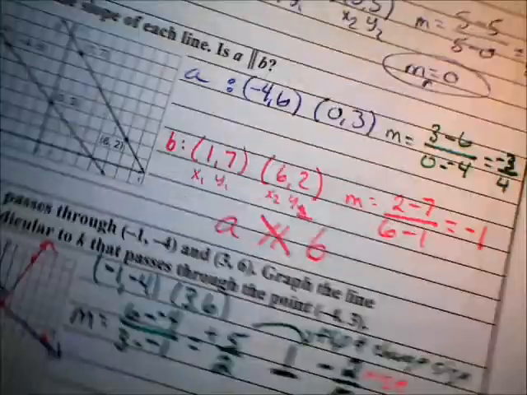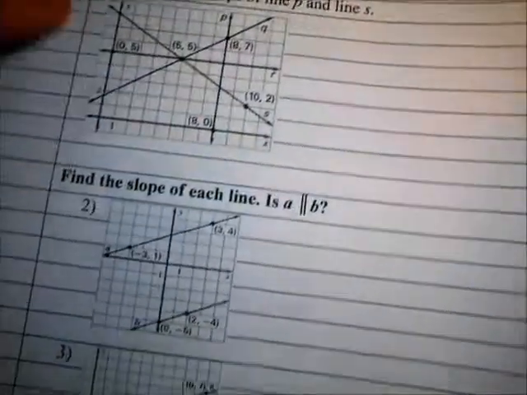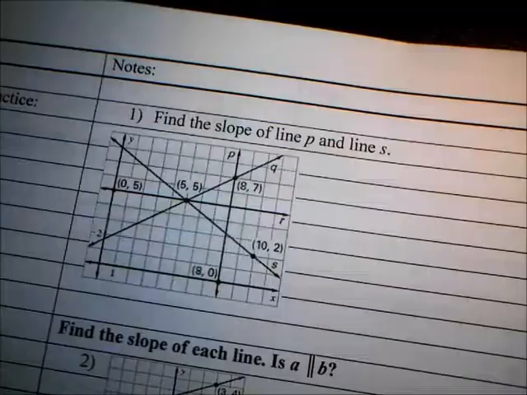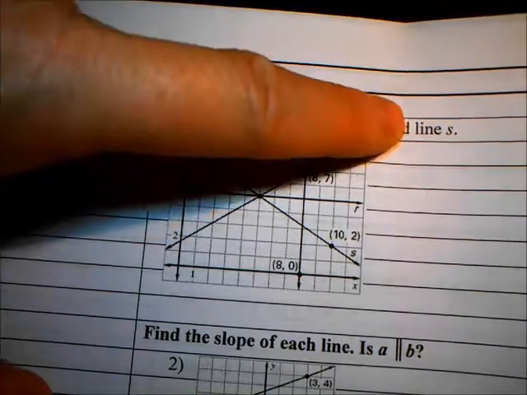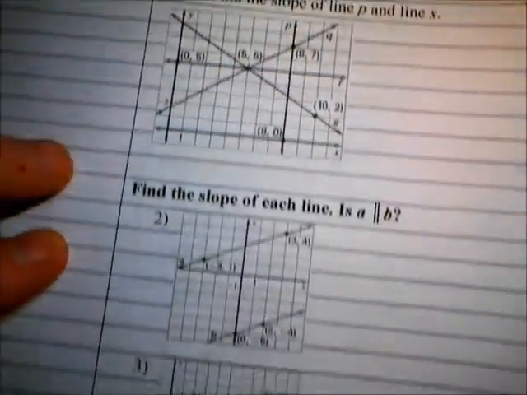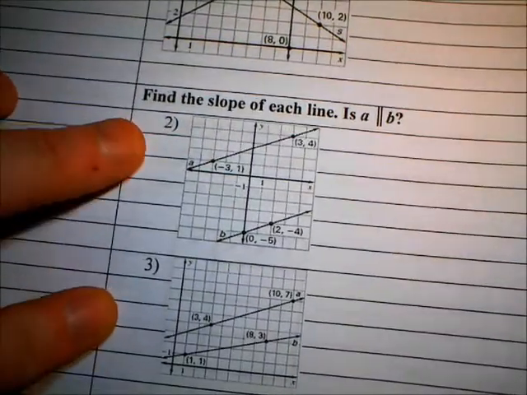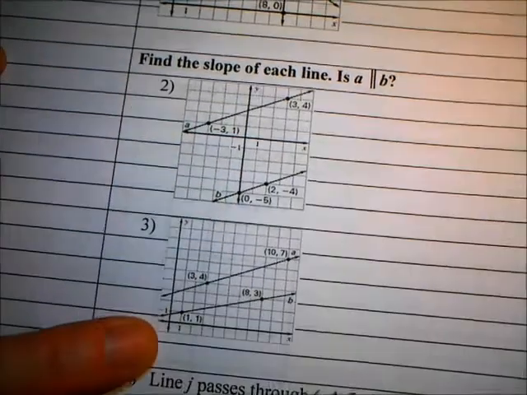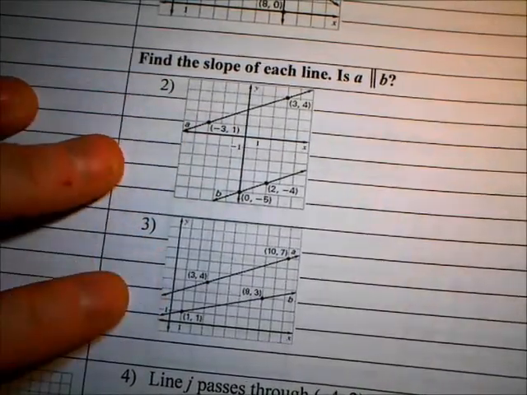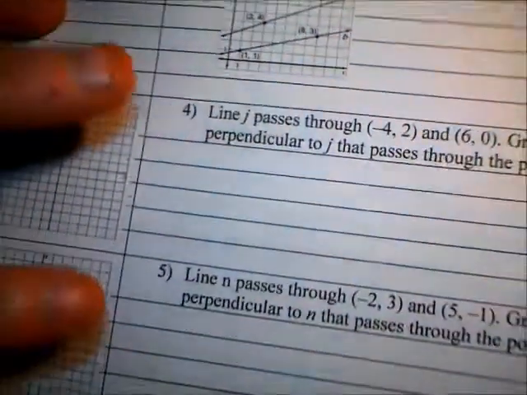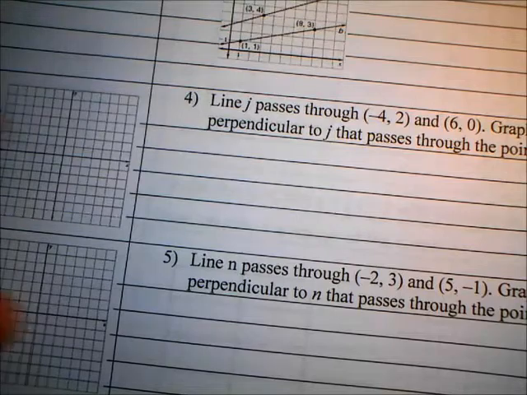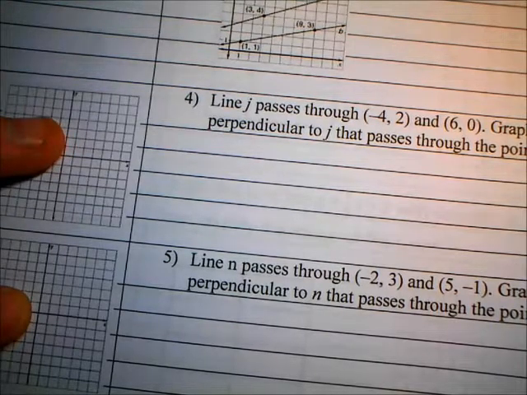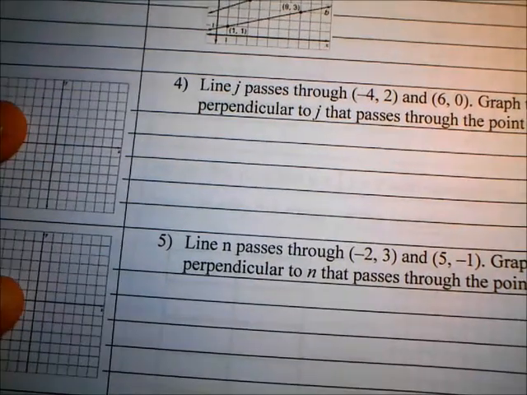Okay. The second page is you doing your independent practice. You have 5 of these examples to work through, doing the same thing I was doing. On 1, you're going to find the slopes of lines P and S. On 2 and 3, you're finding out whether A and B are parallel or not. Make sure you use your formula to verify it. And then 4 and 5 are doing what I just did, finding the perpendicular, or graphing the perpendicular line through given points.